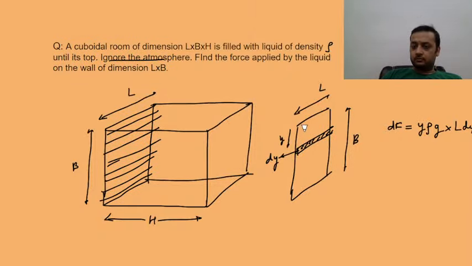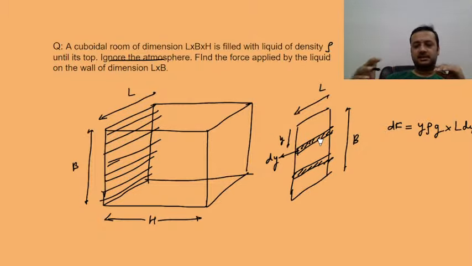If you move downwards, you can see that the area of the strips remains the same. Each strip has the same area; there is no difference in the area of any strip whatsoever. But the pressure keeps on increasing linearly. So the force acting on the general strip at a distance y also increases linearly, because force is pressure into area. The pressure increases linearly and the area remains the same.